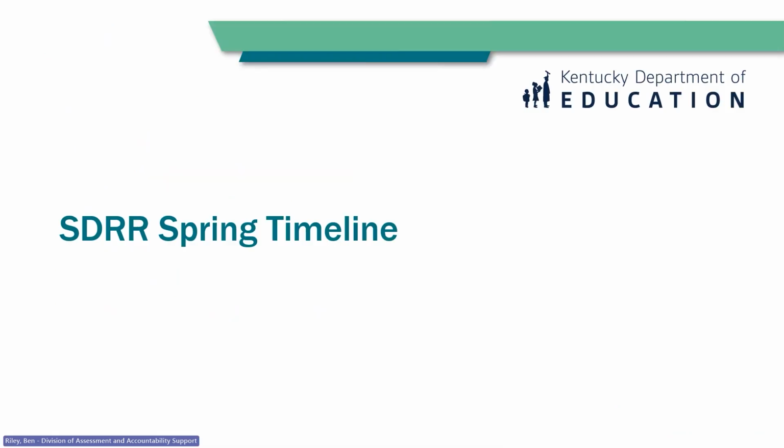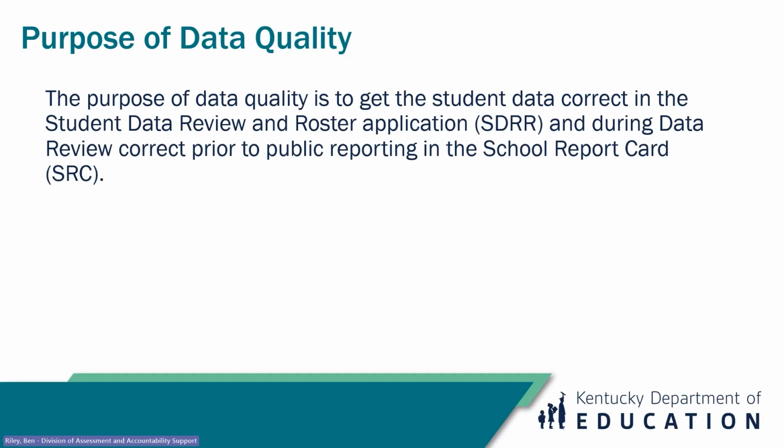Let's talk about the spring timeline. The cornerstone of our discussion is the significance of data quality. The objective is to ensure the accuracy of student data before its incorporation into the school report card. This accuracy is critical for fair, effective educational assessment and reporting.